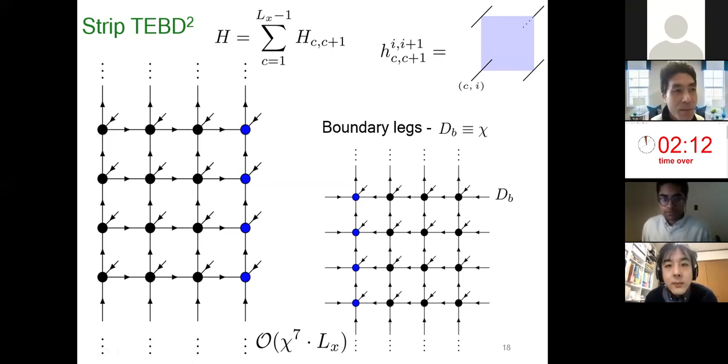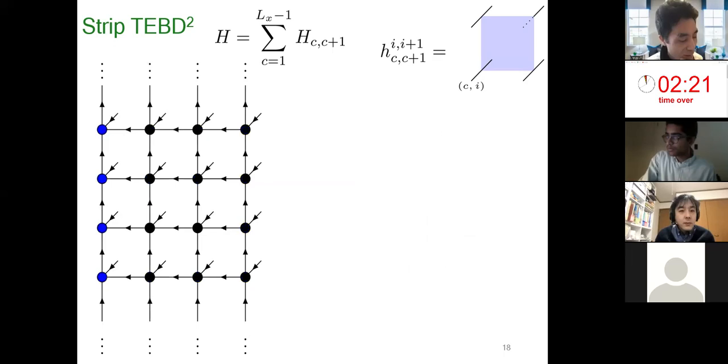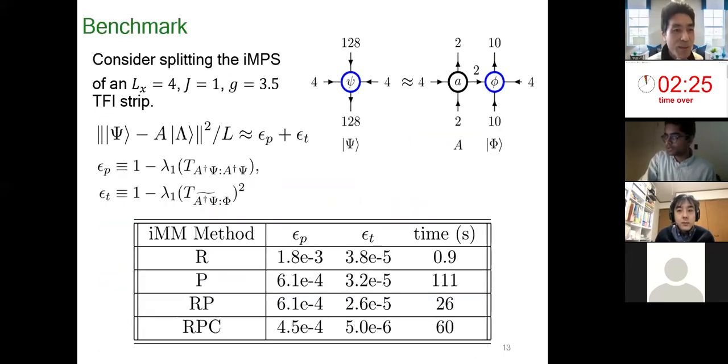I want to ask about the role of this disentangler in your algorithm. So you defined two types of error. One is projection error, and then the truncation error. How to define each error?